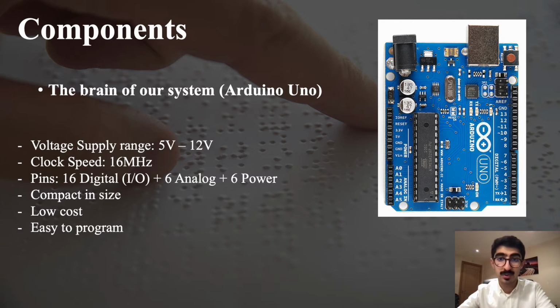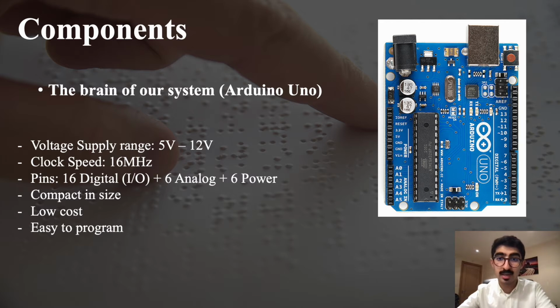The Arduino Uno can be supplied with a voltage ranging from 5 volts up to 12 volts with a clock speed of 16 MHz. This means that the Arduino board is capable of performing 16 million tasks in only a single second. It also has the exact amount of digital and analog pins, which we will need for the keypad, for the push buttons in other words, and many other components that we will discuss later.